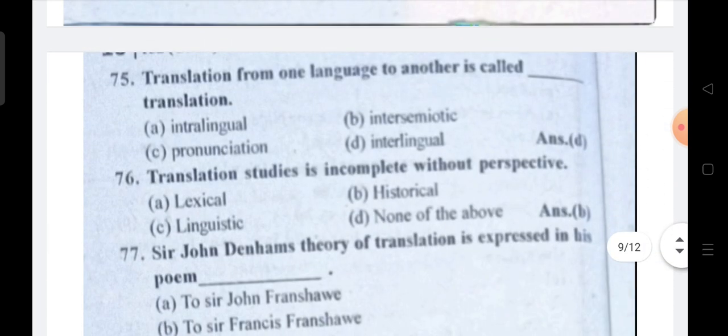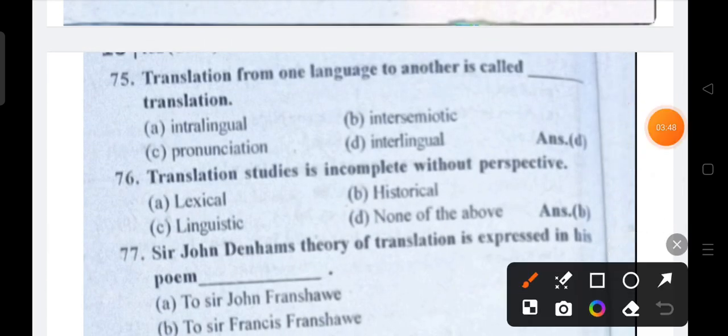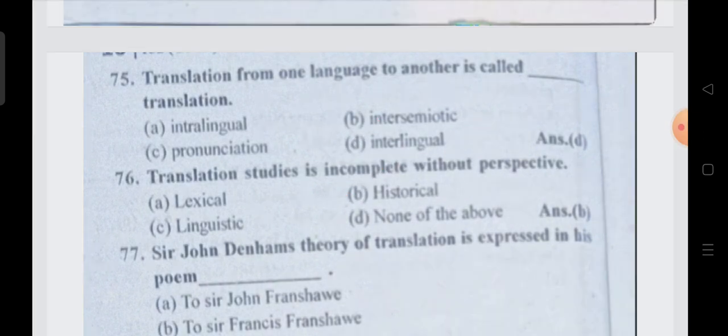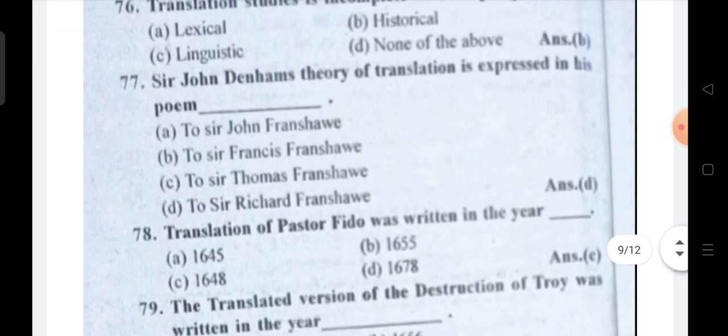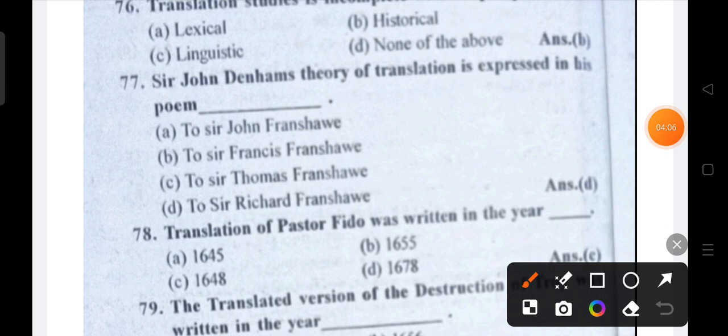Translation from one language to another language is called interlingual. Translation studies is incomplete without historical perspective. The answer is B, historical. Sir John Denham's theory of translation is expressed in his poem. The answer is D, To Sir Richard Fanshawe.